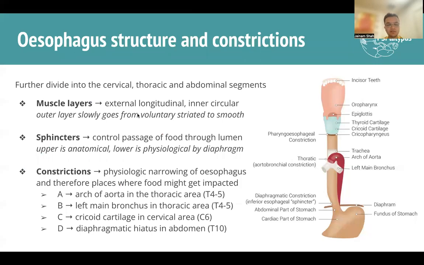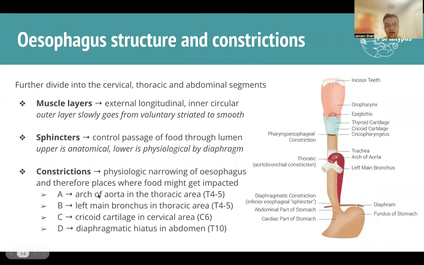In terms of sphincters, you've got two. You've got the upper sphincter, which is the anatomical one, whereas the lower sphincter is physiological, and it's going to be directed by the contraction and relaxation of the diaphragm. And the major important thing when it comes to specimens and imaging is the constrictions. These are physiological narrowings of the esophagus, but also places where you are more likely to get food trapped or slowed down. So a nice way to remember this is A, B, C, D.